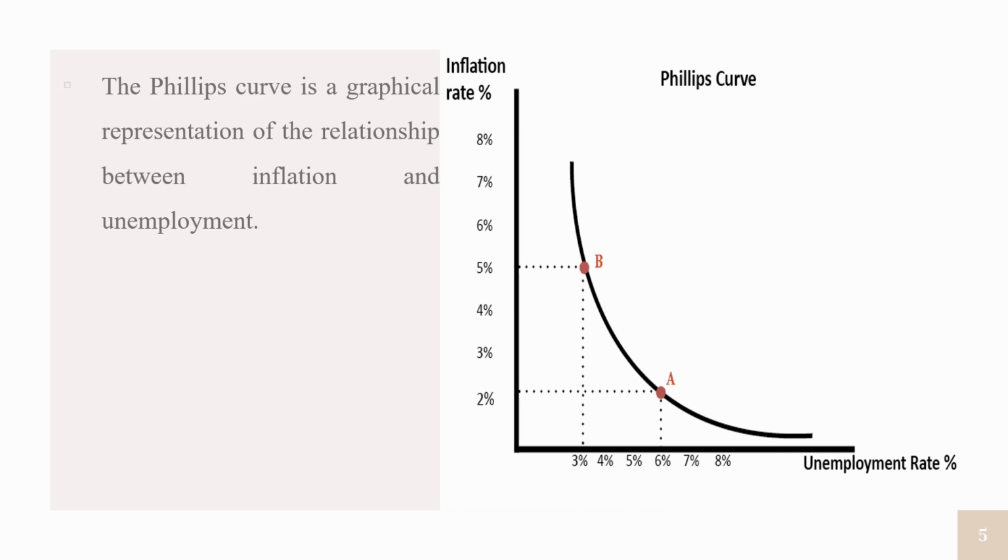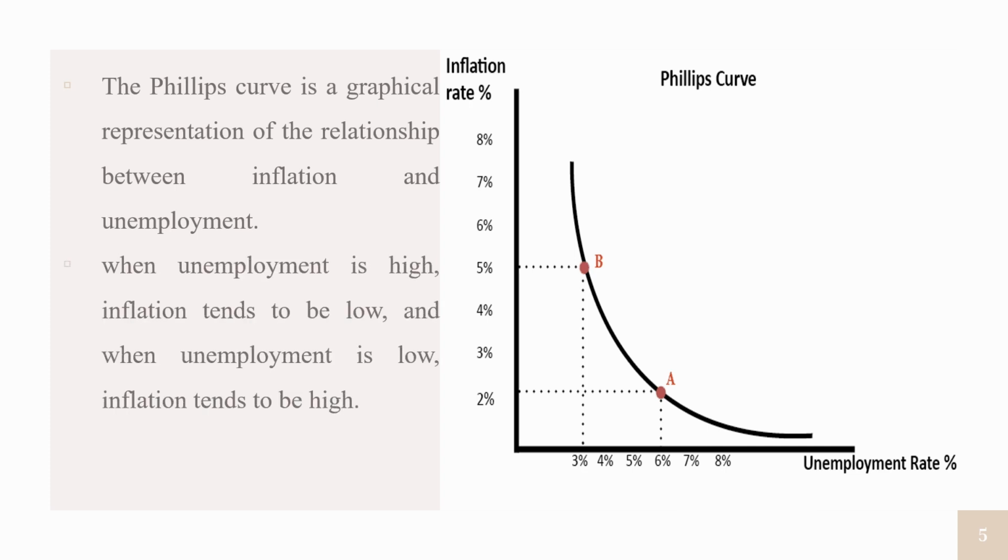So, the Phillips curve is a graphical representation of the relationship between inflation and unemployment, and it suggests that when unemployment is high, inflation tends to be low, and when unemployment is low, inflation tends to be high. In other words, there is a trade-off between the two variables, the rate of inflation and the rate of unemployment. This trade-off can help us understand how changes in the job market can influence the prices we encounter every day.